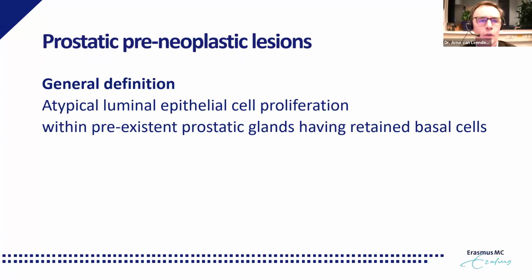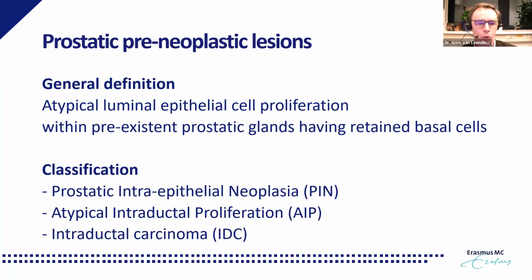So first, when we talk about prostatic preneoplastic lesions, I want to make clear, for me, this is just a morphological definition. I would define that as an atypical luminal epithelial cell proliferation within pre-existing prostatic glands having retained basal cells. So although we will call it a precursor lesion or preneoplastic lesion, it doesn't always have to be a precursor or preneoplastic lesion. I will come back to that later.